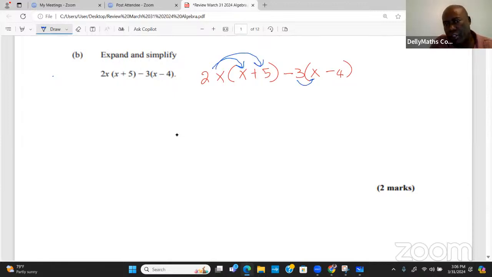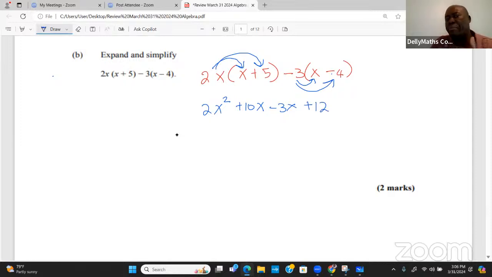And the negative 3, you will distribute that inside there as well. So let us simplify this to see what we have. When 2x is multiplied by x, we're going to get 2x raised to the second. When 2x is multiplied by 5, we're going to get 10x. When negative 3 is multiplied by x, you'll get negative 3x. And negative 3 times negative 4, you'll get positive 12.